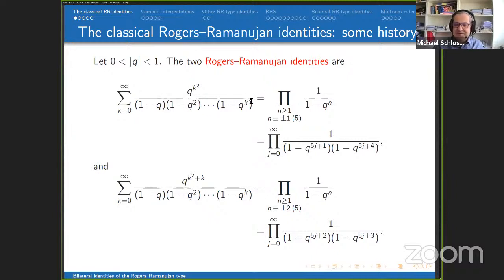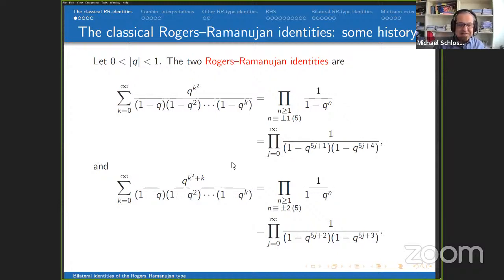For those familiar with the theory of partitions, it's not difficult to recognize the combinatorial interpretation, at least of this product here, and I will explain a little bit more of that anyway. But the right-hand side almost looks like the generating function of partitions, but you do not take each factor 1 minus q to the n for n = 1, 2, and so on. You only take those whose exponents are congruent to 1 or 4 mod 5. So that's what this is.